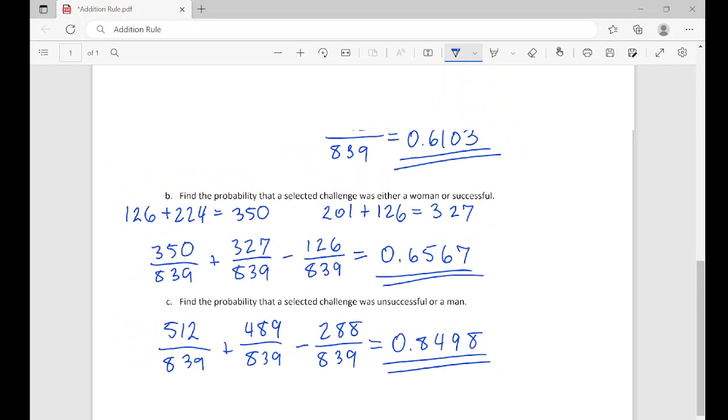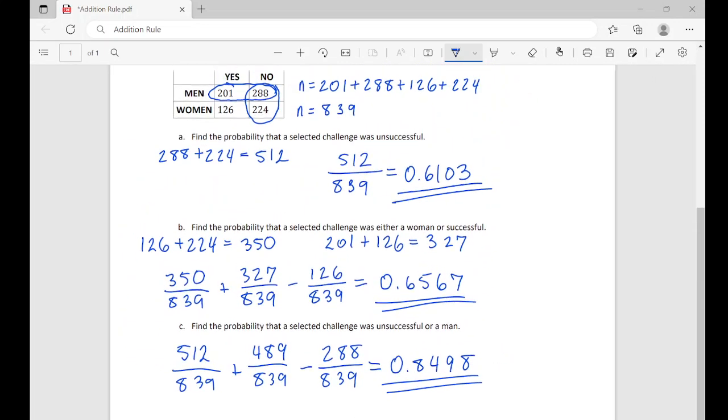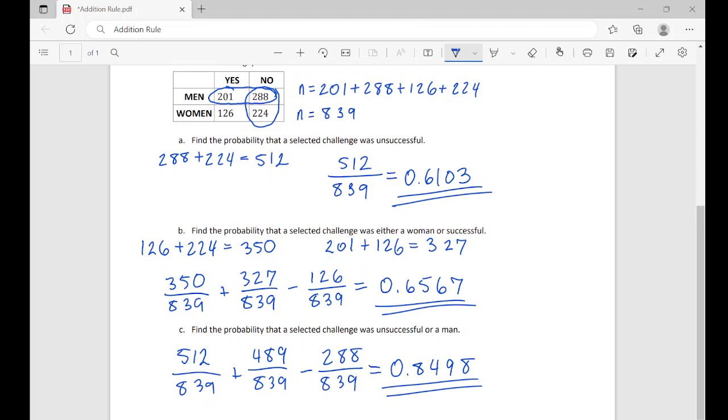So when you're dealing with these, you need to be very careful, especially when you're dealing with overlap, because if you count it twice, like we did with part B and part C, you're going to get a wrong answer. You have to remove the fact that you've counted it twice. You need to remove it once. That's what we did with the 288 here, and that's what we did with the 126 on the second part.